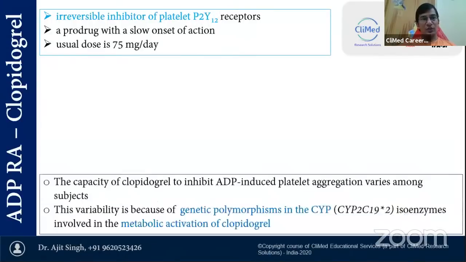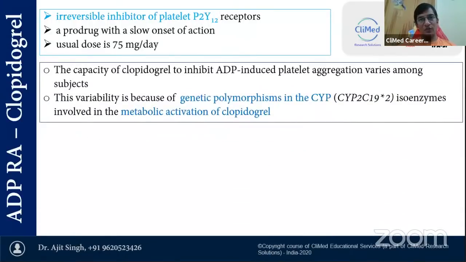Okay, so let's talk about clopidogrel a little bit. It is an irreversible inhibitor of the P2Y12 receptor. Usual dose is 75 mg per day. It's a prodrug. ADP induced platelet aggregation is stopped by clopidogrel. And yes, there is something called clopidogrel resistance, guys. Clopidogrel is resistant in many patients. Why? This is because of genetic factors, but ticagrelor has overcome this factor also.